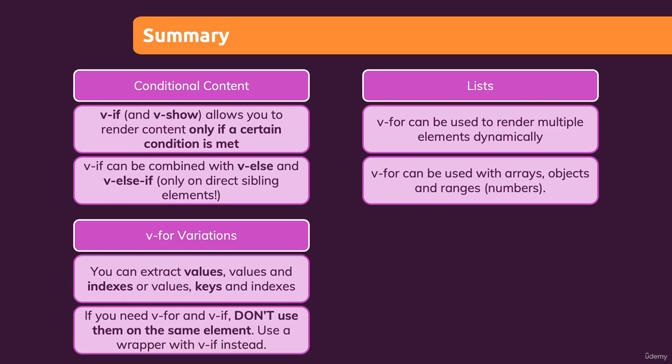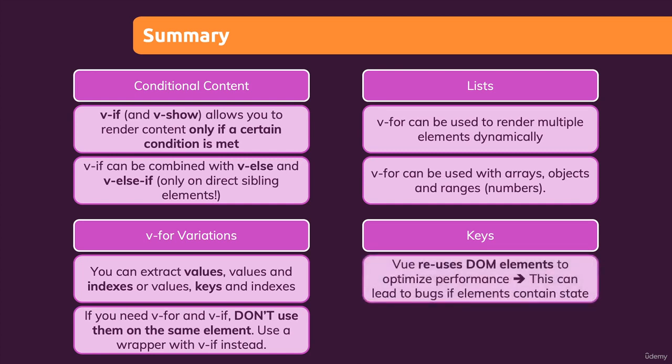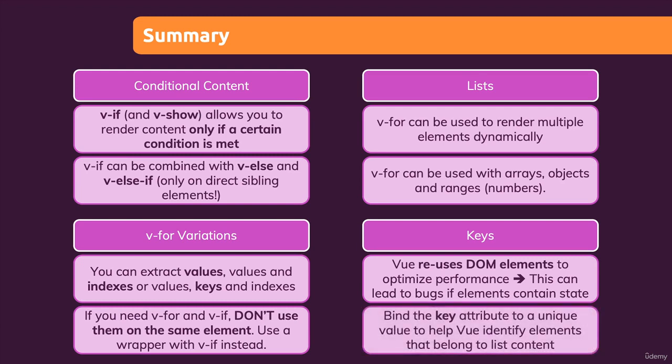In addition, v-for has this concept of keys that you might consider using. You need it whenever you have state in your list items, because Vue reuses DOM elements to optimize performance, but this can lead to bugs if your list item elements contain some state that should move together with the content. For that, you can use keys, and you should bind them to unique values so that Vue has a clear way of identifying every element in a unique way.